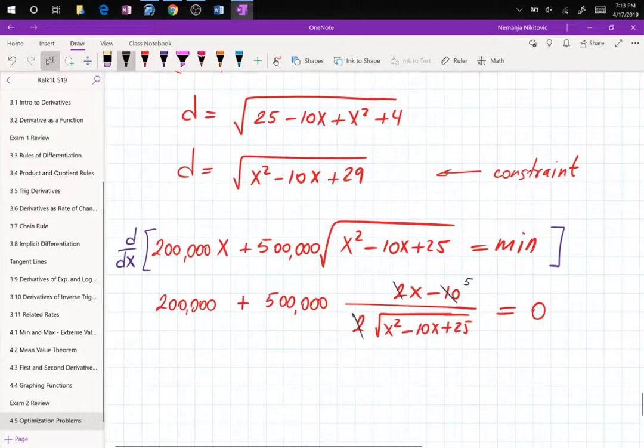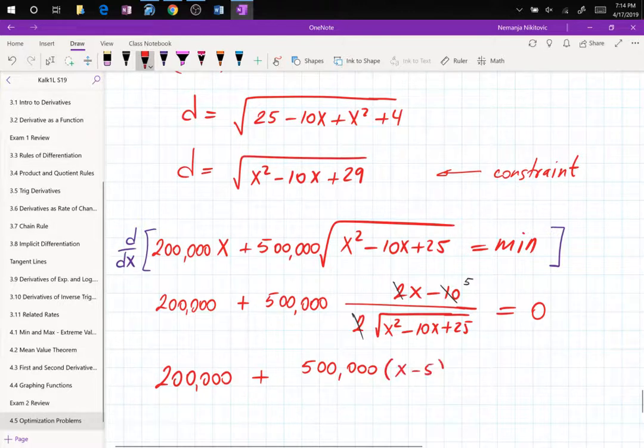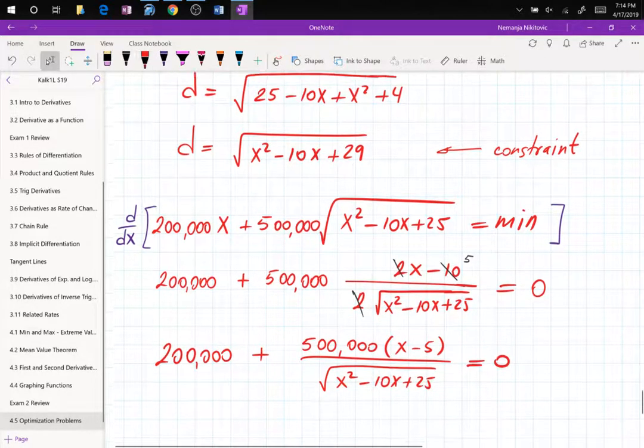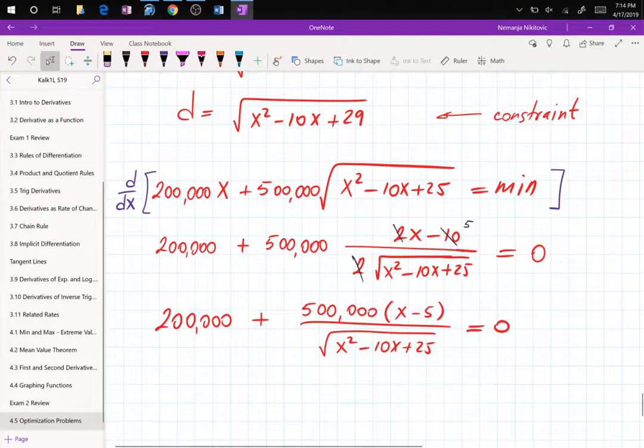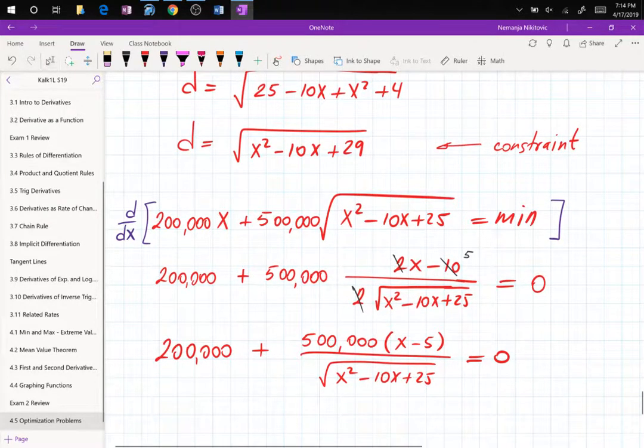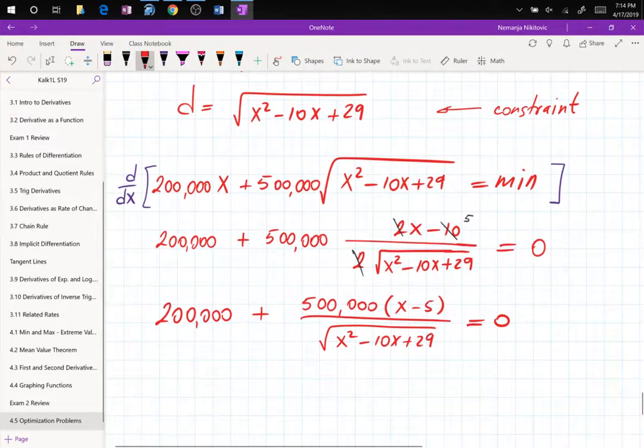So now I have 200,000 plus 500,000 times x minus 5 divided by the square root of x squared minus 10x plus 25 is equal to 0. Oh, it's 29, yes. It is 29. Thank you.